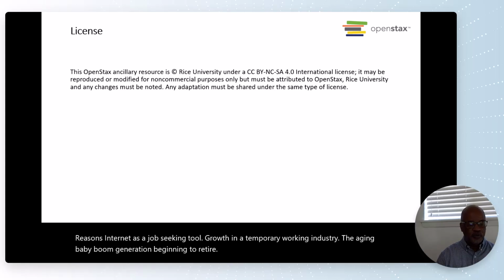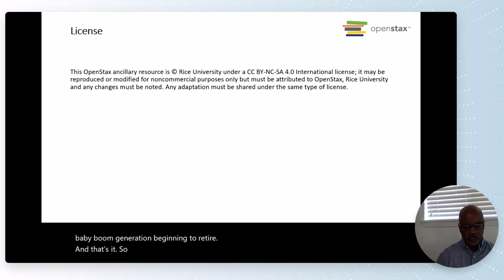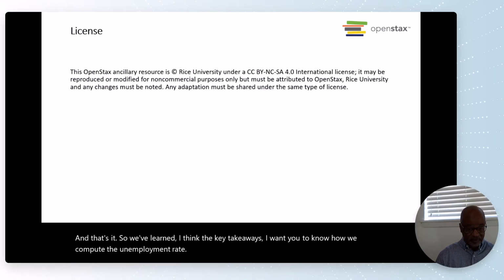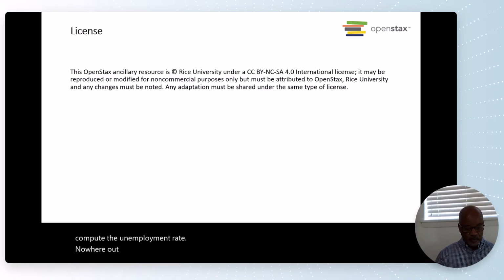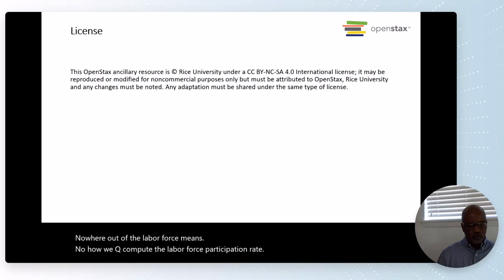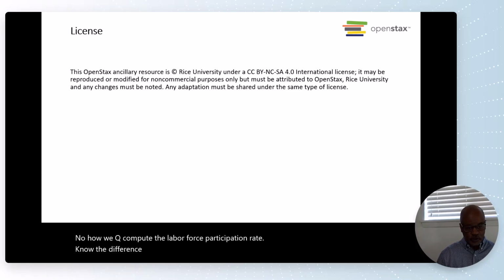And that's it. So we've learned, I think the key takeaways I want you to know: how we compute the unemployment rate, know what out of the labor force means, know how we compute the labor force participation rate, know the difference between structural, frictional, and cyclical unemployment. And that'll make me happy. So thank you and thanks for your time.